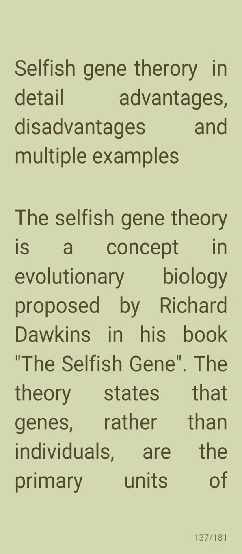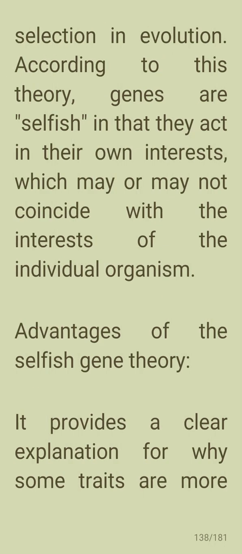Next, selfish gene theory in detail: advantages, disadvantages, and multiple examples. The selfish gene theory is a concept in evolutionary biology proposed by Richard Dawkins in his book The Selfish Gene. The theory states that genes, rather than individuals, are the primary units of selection in evolution. According to this theory, genes are selfish in that they act in their own interests, which may or may not coincide with the interests of the individual organism.